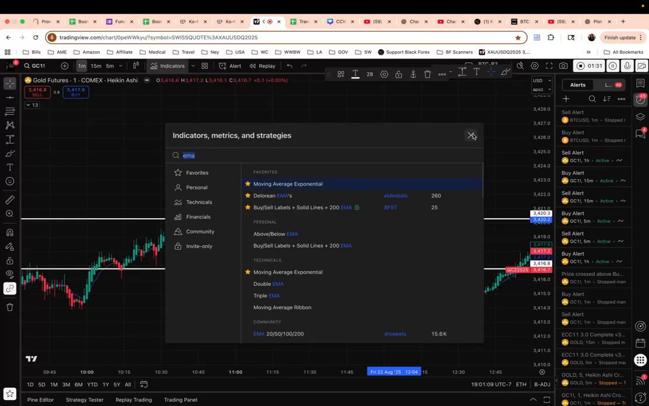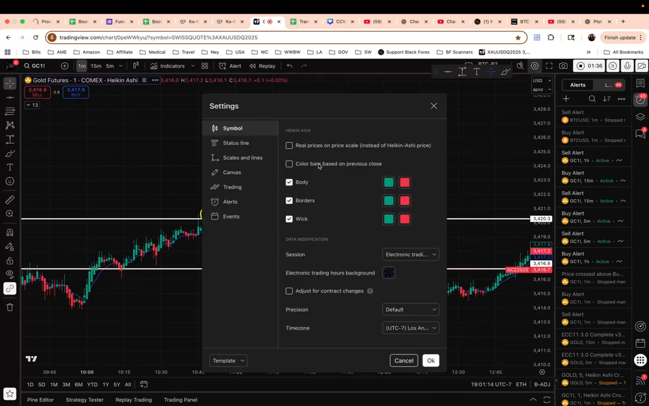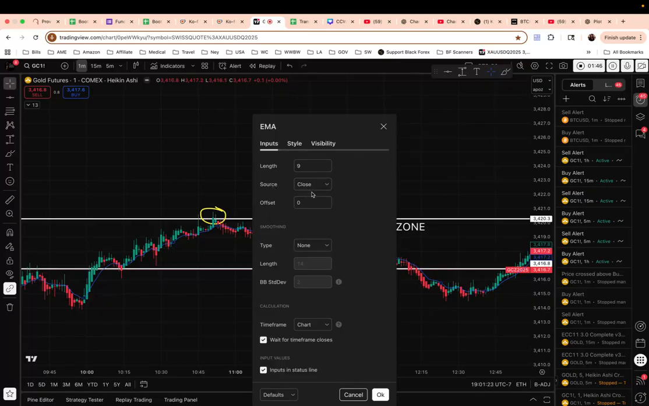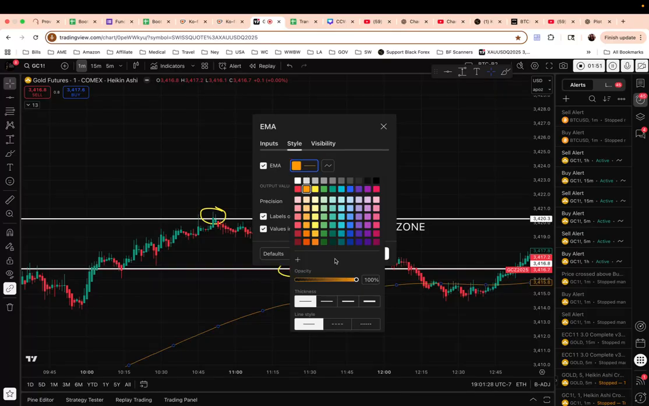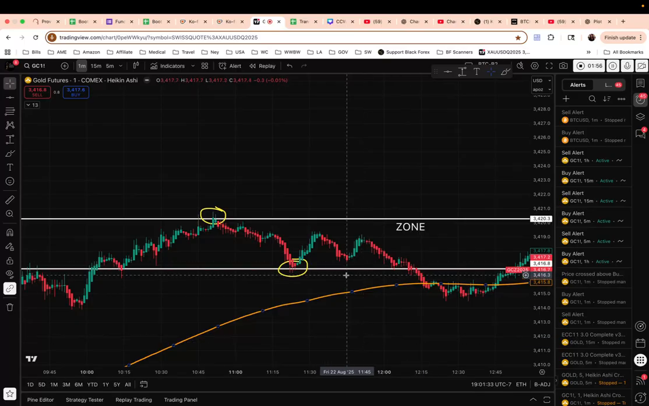Another thing I always make sure of is that I add an EMA, and I always keep the 200 EMA on my chart. You can just click on it, go to the input, and put 200. I like to make mine orange, and I like the line to be a little thick. Typically, if the market is above the 200 EMA, I'm looking to see if it's going to continue to buy. If it's below, I'm looking to see if it's going to continue to sell.